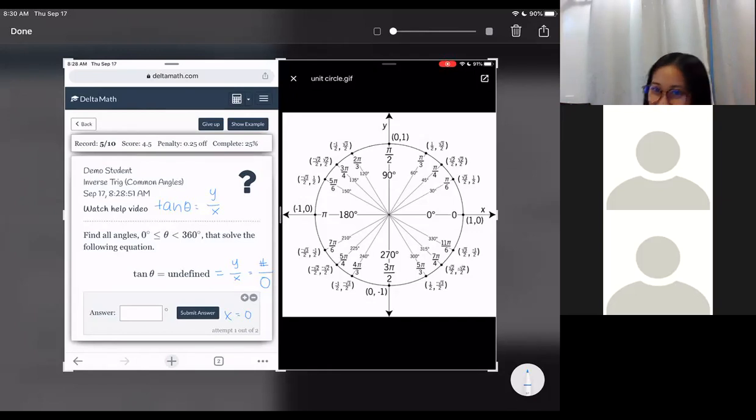Okay, so let's look for 0 as our x value. All right, it happens right here and right here. 0 as our x value. Okay, so now that we found 0 as our x value, we just need to tell Delta Math the two angles that they correspond with, so 90 degrees and 270 degrees. Do you guys have any questions on this one?